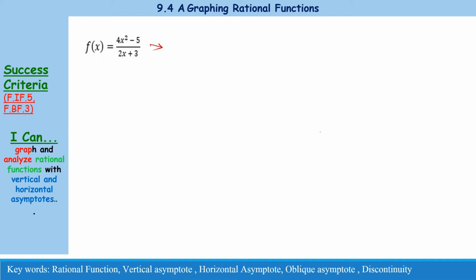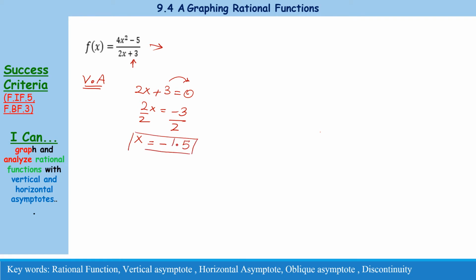So the first thing is you have to find the vertical asymptote in order to write the domain. For that reason, focus on the denominator and make it equal to 0. Solve for x, bring the 3 to the other side. So you will get 2x equals negative 3. Divide both sides by 2. So you will get x equals negative 3 by 2, which means negative 1.5. So you have a vertical asymptote at negative 1.5.